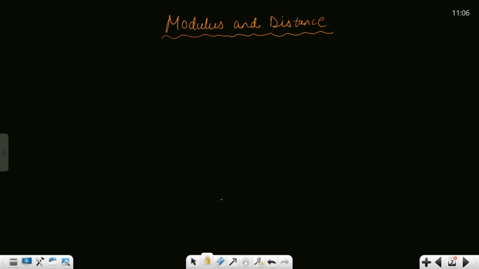Modulus and distance in the complex number. Okay, so what is the meaning of modulus? Modulus, simple definition: it gives you, or we can say it represents, the distance.